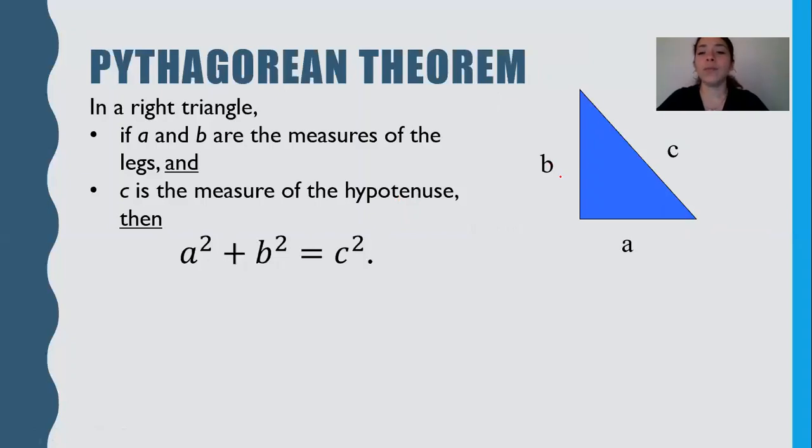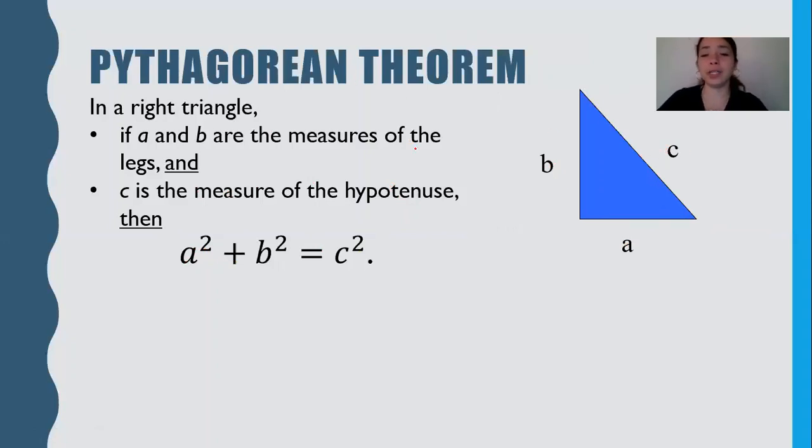So if we have the measures of A, B, and C, then the Pythagorean theorem is this formula: A squared plus B squared is equal to C squared. That's because if you square this value, square that value, and add them together, it should be equal to this value squared.